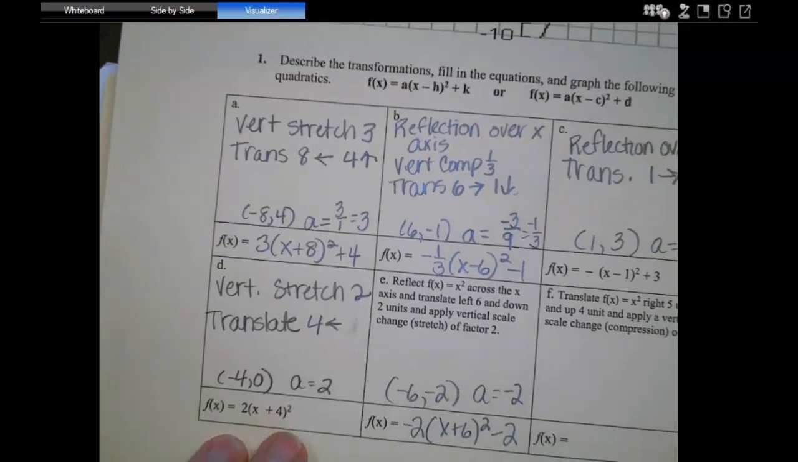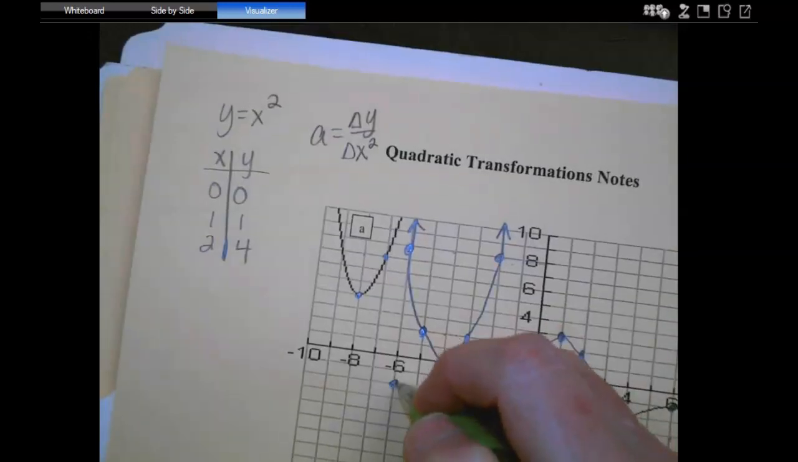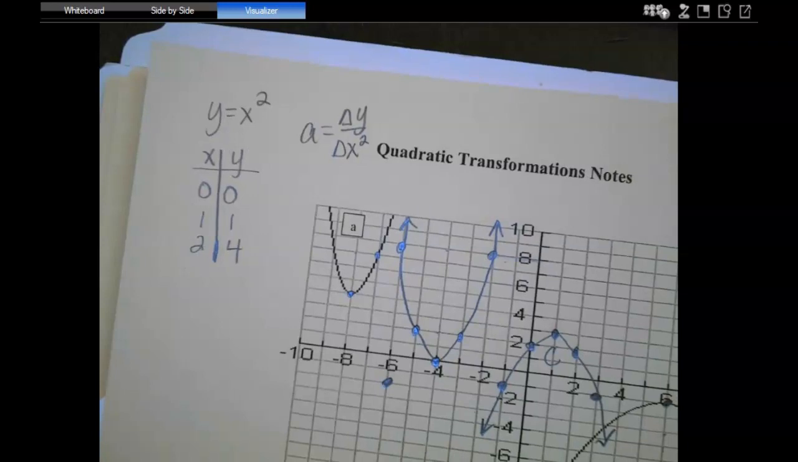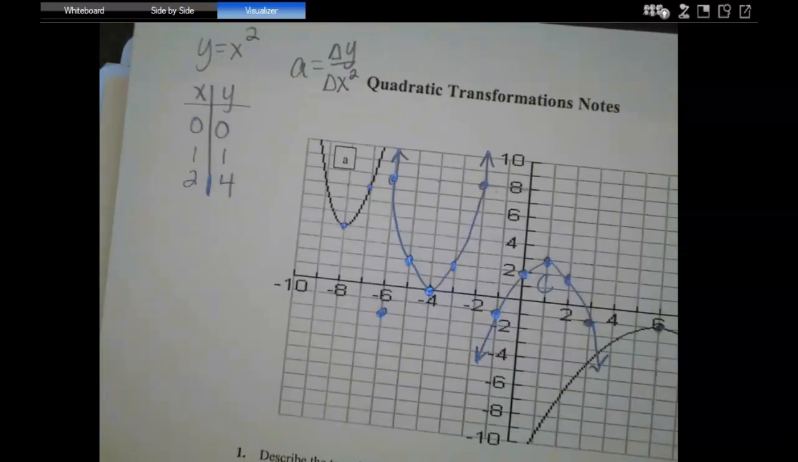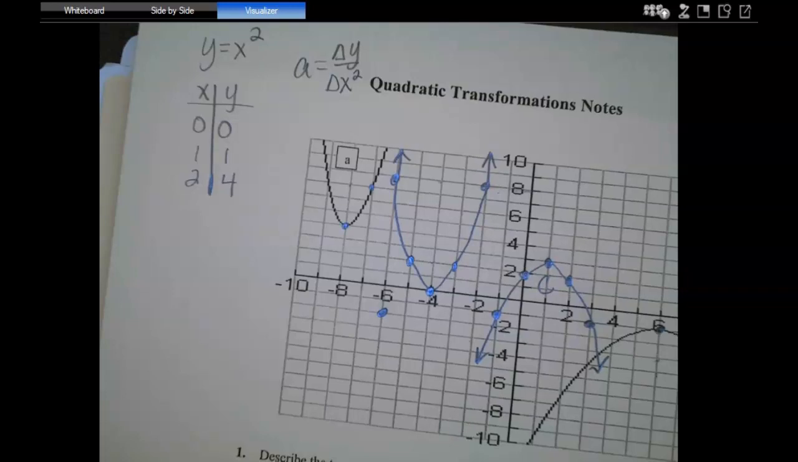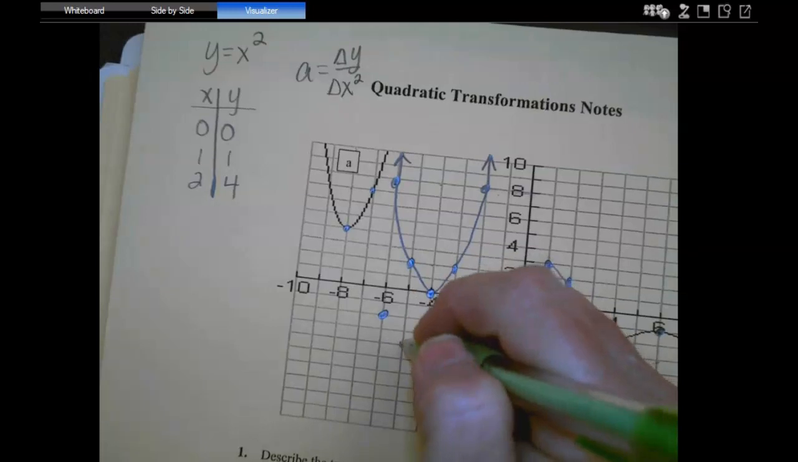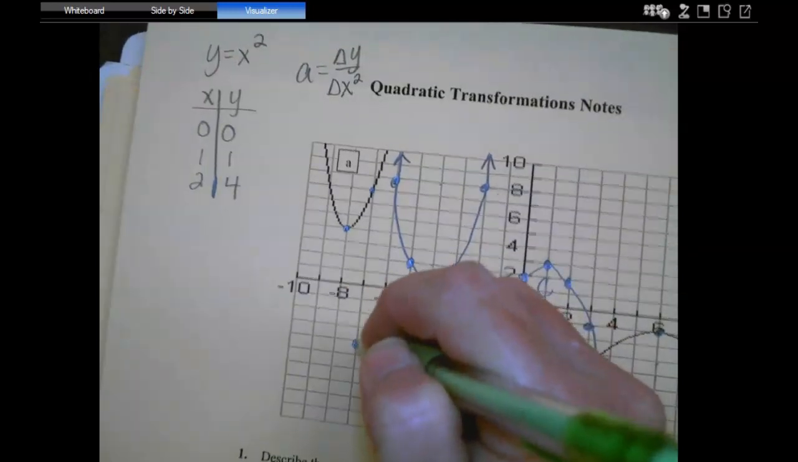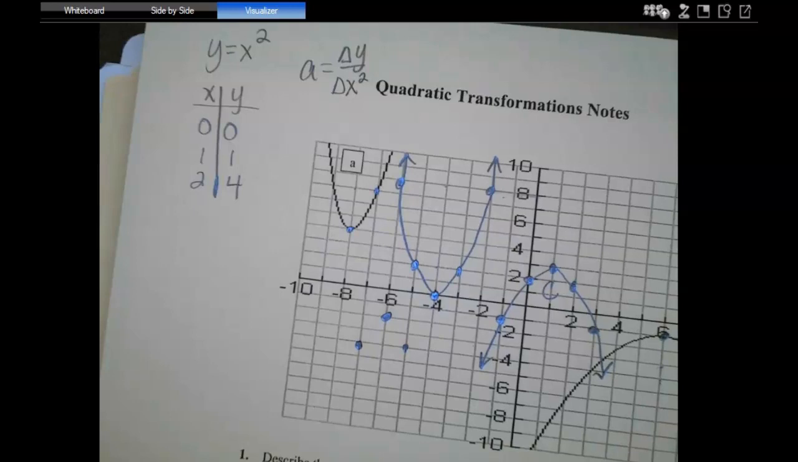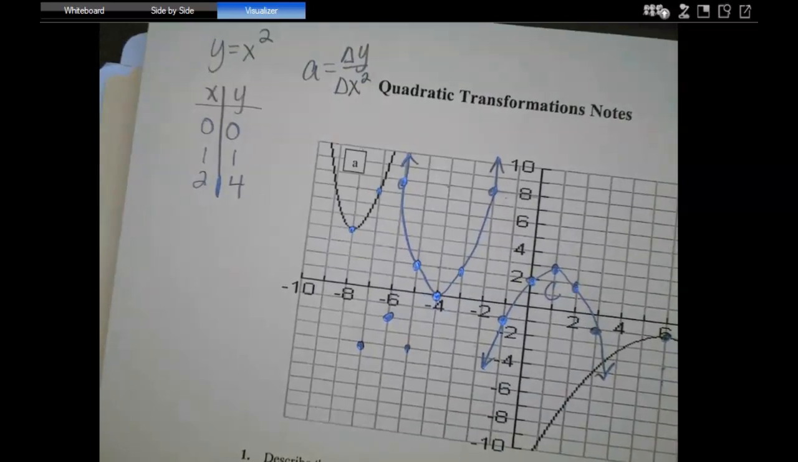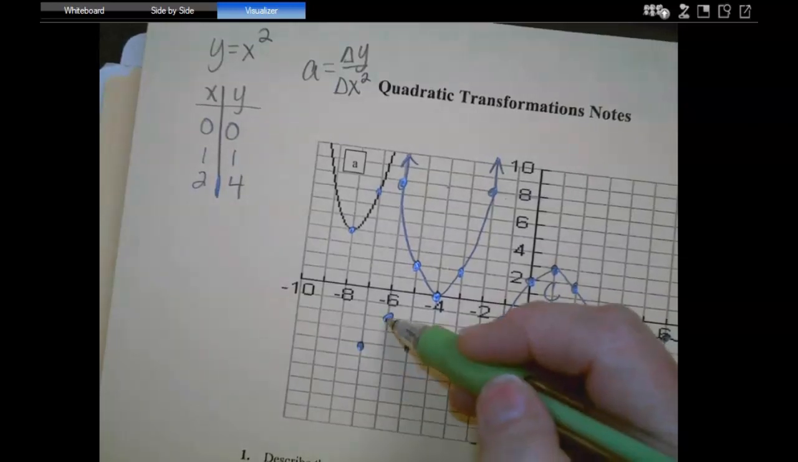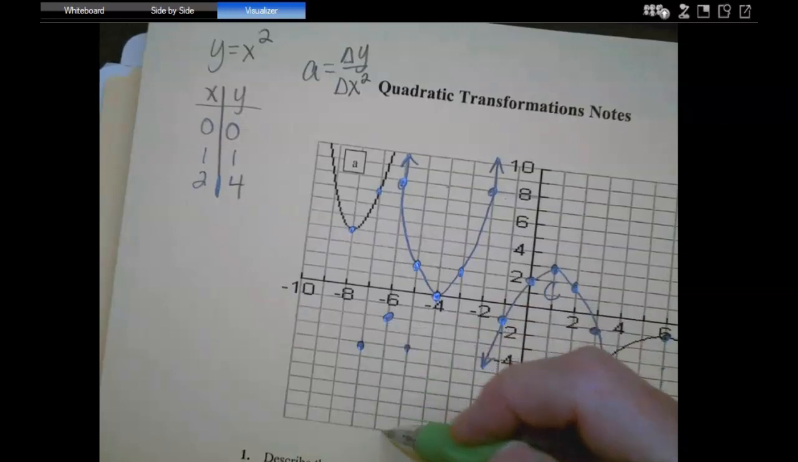Okay, so let's start by graphing -6, -2. Now, where do I go from -6, -2? Down 2 and over 1, and we're going to do that on both sides. Y'all, how many would I go down for the next one? From the vertex, right? Not from the point. So I'm going to go down 8 and over 2.